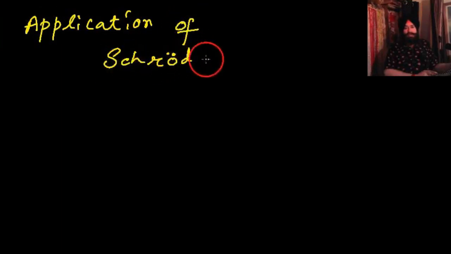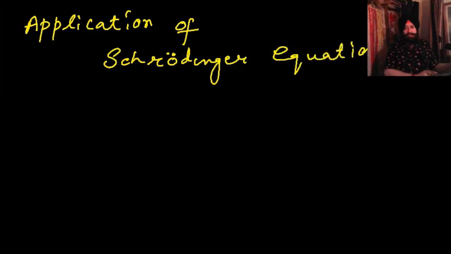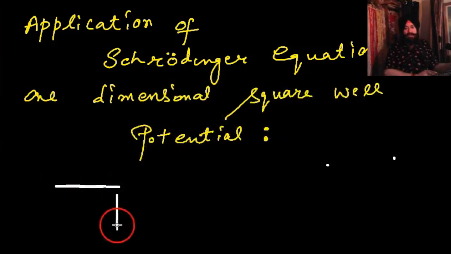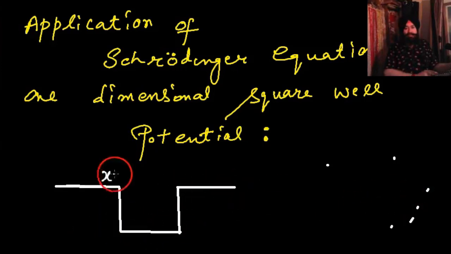My friends, today I'm going to explain the application of Schrodinger equation for one-dimensional square well potential. This is our square well potential. The x is starting from this point, so we call it x equals 0. And here x is equal to L, meaning the width of the well is capital L.